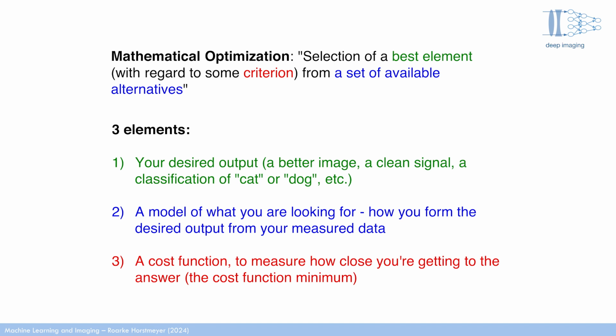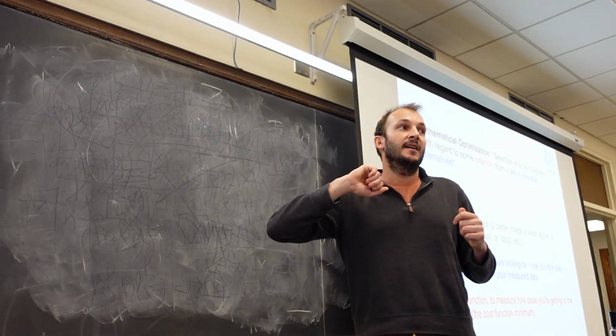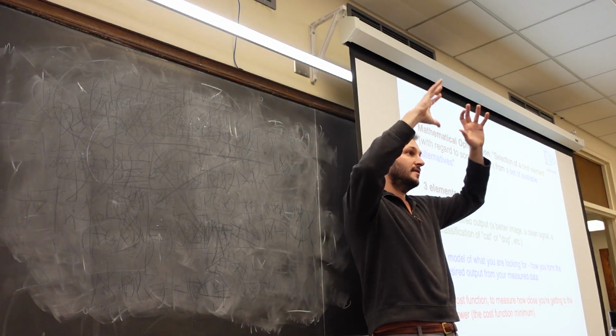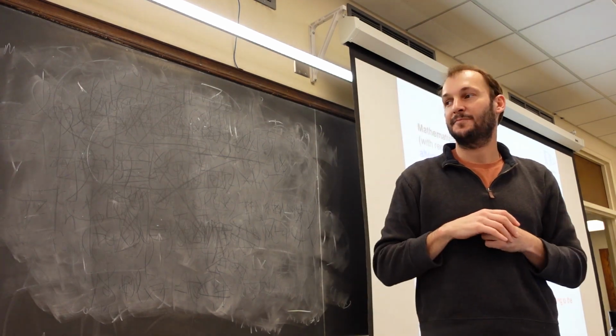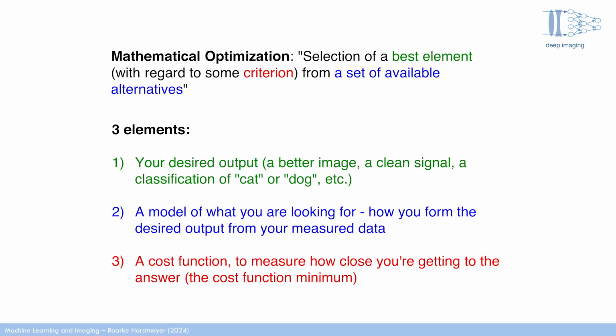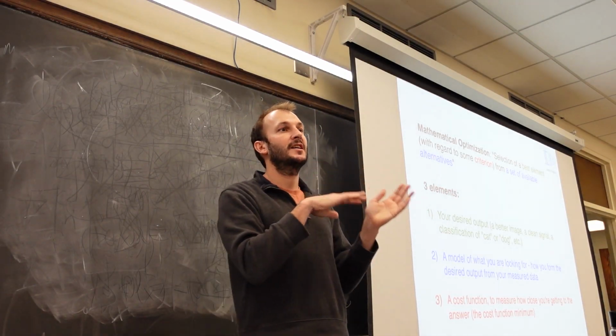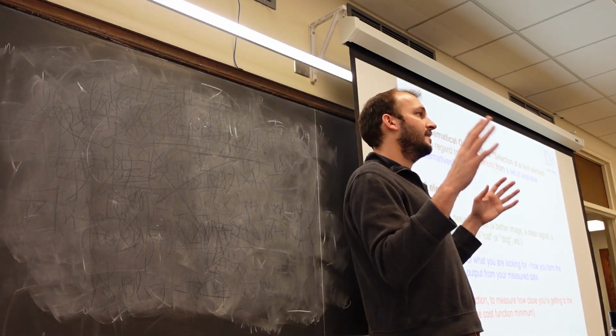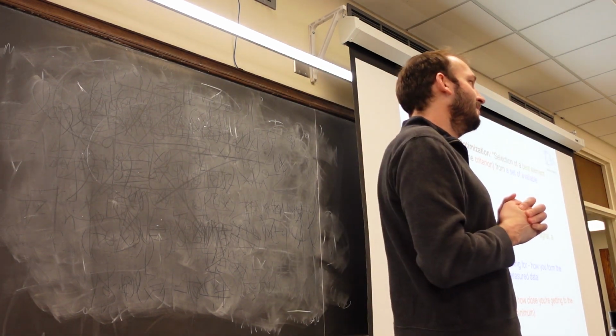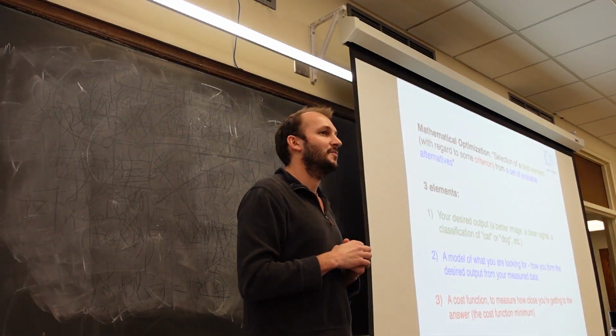The second element is a model. We need some sort of model to describe what we're trying to do, and I'll get more into that in detail. That model takes something and gives you your output. It tries to clean up the image, it tries to clean up the ultrasound signal, it tries to guess if it's a cat or dog. That's really what we're trying to get good at in this class: making those models.